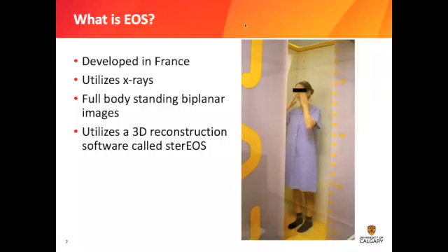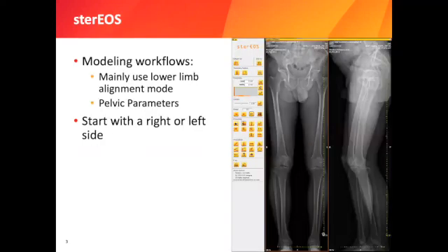So what is EOS? EOS was developed in France and utilizes X-rays at a much lower dose compared to conventional alternatives. It also results in full standing wide planar images, as you can see to the right, and utilizes a 3D construction software called STAIR EOS, which I'll be talking about in these slides. So you can see STAIR EOS to the right. We do have a computer within the bone imaging lab that allows you to do this analysis.